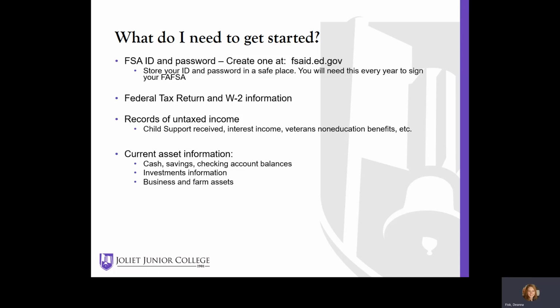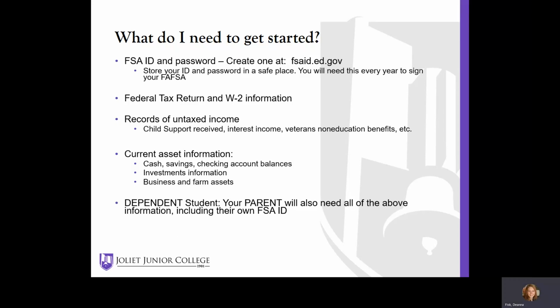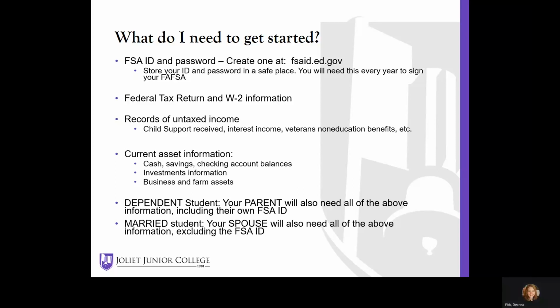If you're considered a dependent student for purposes of the FAFSA, your parent will also need all of the above information, including their own FSA ID. And if you're a married student, your spouse will also need all of the above information, excluding the FSA ID.